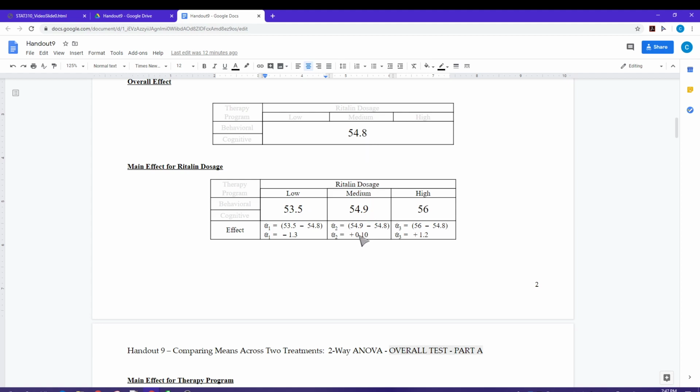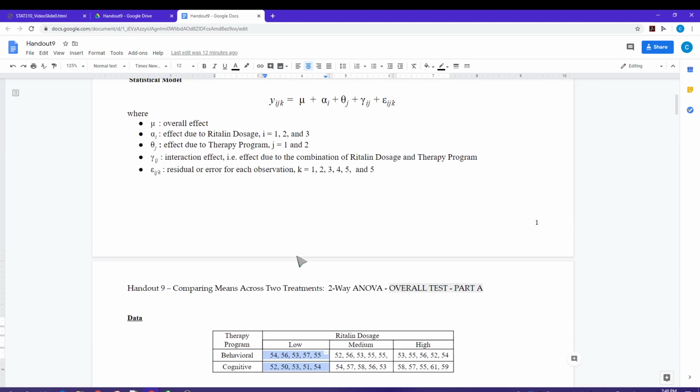Here for alpha 2, which denotes the effect of the Ritalin dosage level at medium, it is pretty close to the overall effect. So alpha 2 hat here is just 0.1. I just need to increase a little bit. I need to go from 54.8 up to 54.9. And then likewise over here for the high, I need to increase about 1.2. So the negative 1.3 is what we call the effect due to the low Ritalin dosage level from the overall effect. Okay, it's always from that overall effect. All right, so that's the alphas.